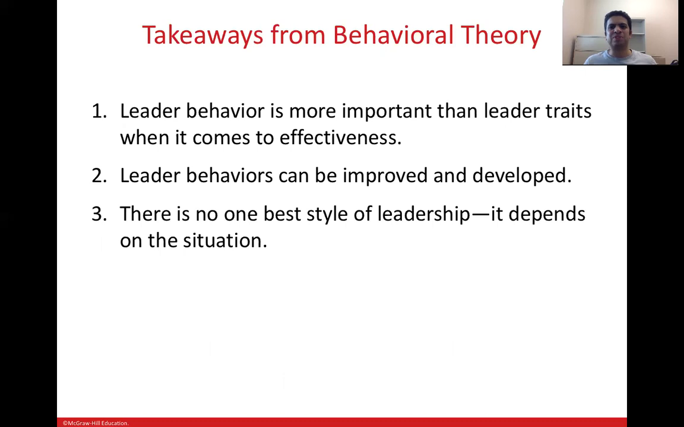So what are the takeaways from the behavioral theories that we talked about? What are things that you should do? Leader behavior is more important than leader traits because behavior is something that we can control. It can be improved in development. And there's no one best style of leadership. You want all of these behaviors to exist. Sometimes you want them to be more relationship-oriented. Sometimes you want them to be task-oriented, but you definitely don't want them to be passive.